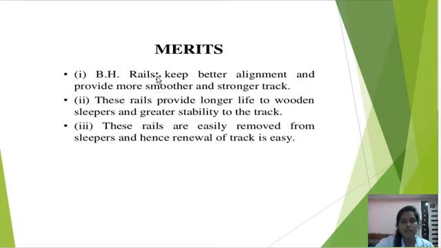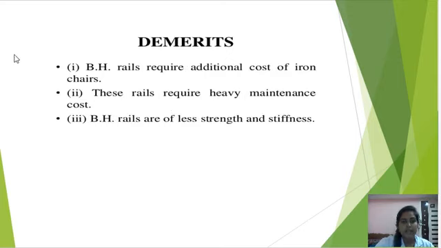So merits of bull-headed rails. These rails keep a better alignment and provide a smoother and stronger track. These rails provide longer life to the wooden sleepers and great stability to the track. These rails can be easily removed from the sleepers and hence renewal of track is very easy.